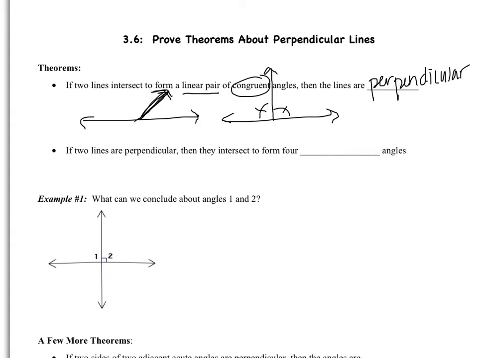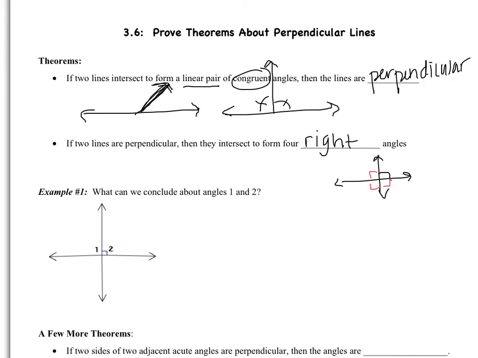Okay, if two lines are perpendicular, then they intersect to form four right angles, which you should know. Okay, they're perpendicular. Well, that also means this is a right angle, that's a right angle, and that's a right angle. So example 1 says, what can we conclude about angles 1 and 2? Well, because the two lines are perpendicular, angle 1 is going to be 90 degrees, angle 2 is going to be 90 degrees, and the other two that aren't marked are also going to be 90 degrees.